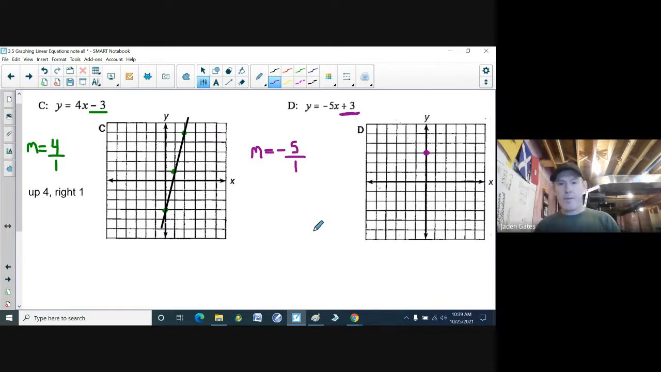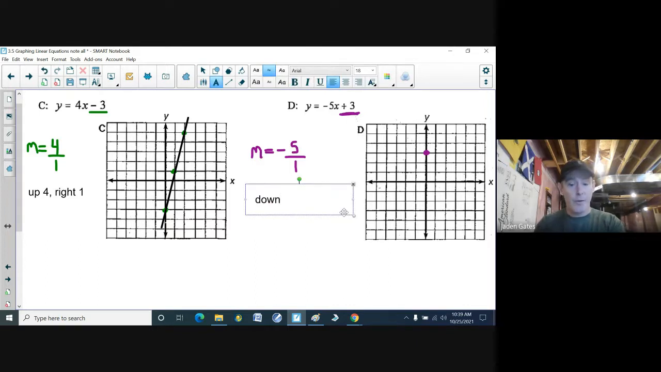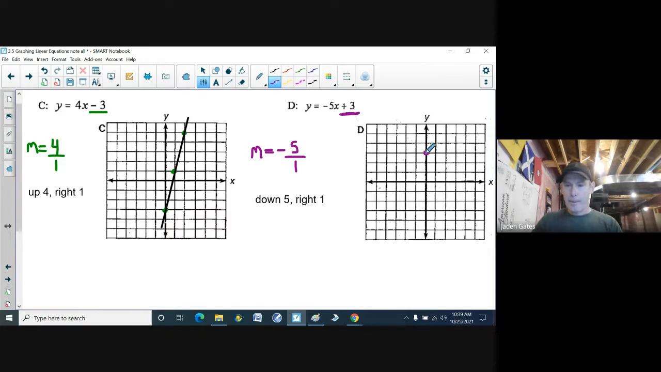And so now to find the rest of my points, go back to my y-intercept. That's my first point. I follow my pattern here, which, let's see, now the rise is -5. So that means I'm going to go down 5. But again, the run is positive, so I'm going to go right 1. All right, so here we go. Graphing my points. 1, 2, 3, 4, 5, right 1. Let's see here. 1, 2, 3, 4. That doesn't even fit.